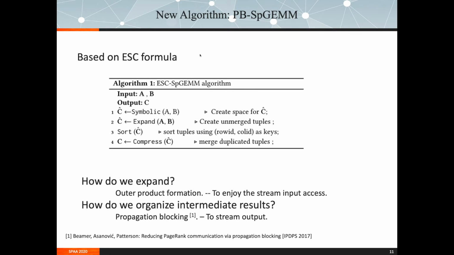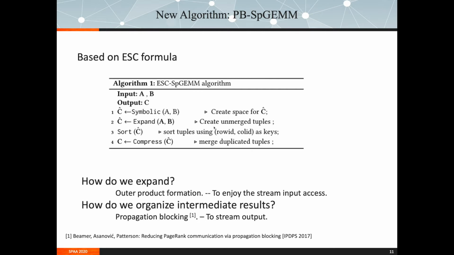This is where our new algorithm comes to the rescue. The new algorithm is called PE-SpGEMM, which is based on the ESC formulation. The E here stands for expand. In this phase, we do the multiplications and create unmerged tuples. S stands for sort. We sort tuples using row ID and column ID as keys. Finally, we compress. We merge the duplicated tuples and yield the final result.